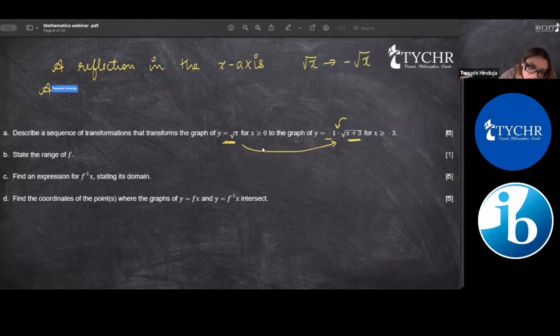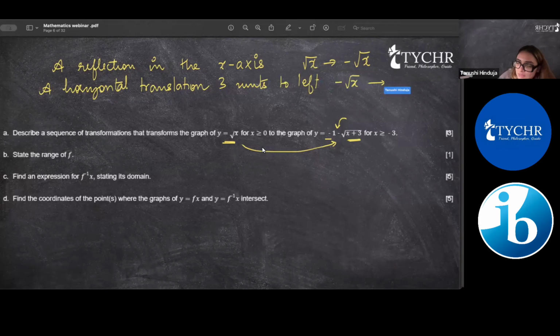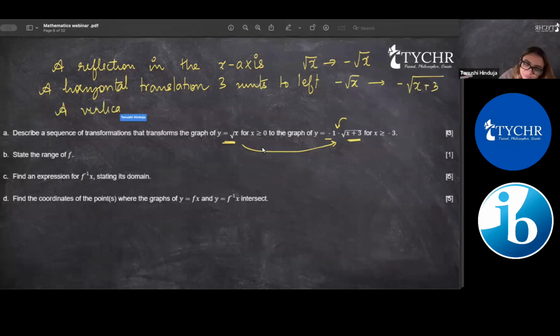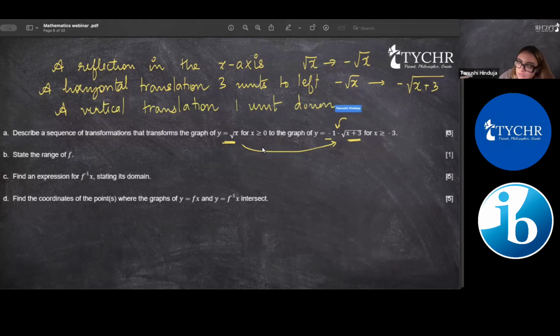Then a horizontal translation, 3 units to the left. So that would take our negative root x to negative root of x plus 3. And finally, a vertical translation, 1 unit down. So that would take our negative root of x plus 3 to negative 1, negative root of x plus 3. So these three transformations will get us from root x to negative 1, negative root of x plus 3.